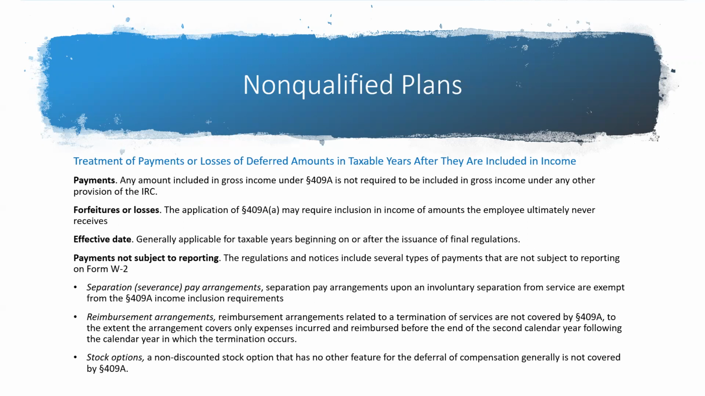Forfeitures or losses. If an employee is required to include an amount in income under 409A, they're entitled to a deduction at the time the employee's rights to that deferred compensation in the plan are permanently forfeited or the compensation is lost.